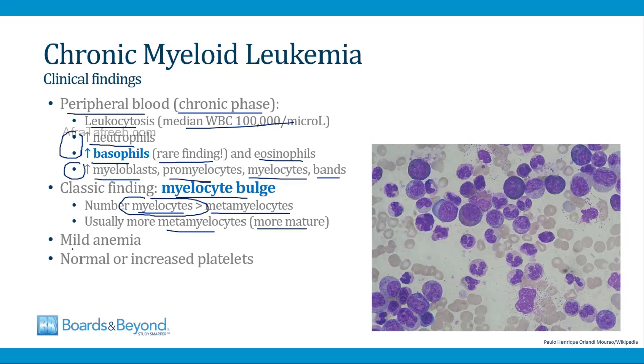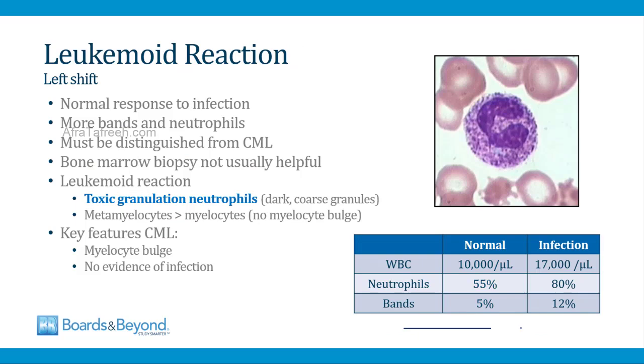Beyond the white blood cells, you can also see a mild anemia. That's because the bone marrow can underproduce red cells, and there can be normal or increased platelets. If you look down at this table at the bottom right side of the screen, a normal white blood cell count is about 10,000, and normally about 55% of the cells are neutrophils and about 5% are band forms. In the setting of infection, the number of white cells goes up, and also the percentage of white cells that are neutrophils and bands goes up. This is called a leukemoid reaction. It's also called a left shift, and this is a normal response of the body and the blood cells to infection. And so anytime there's an infection, there are going to be more white cells and also more bands and neutrophils, and this has to be distinguished from CML.